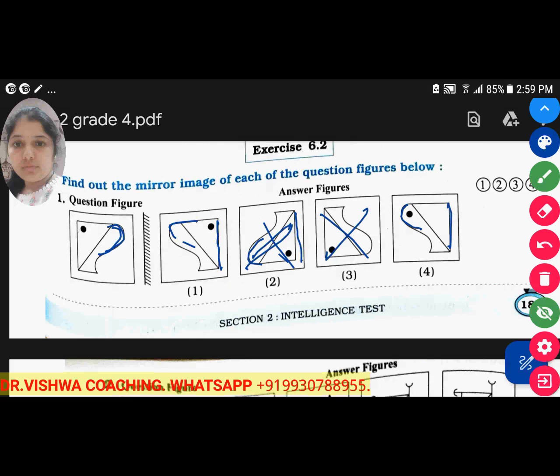Understood? Now this dot is there in the left side, so it goes to the right side. So this is wrong and this is your correct array. This is your correct option. Option number 1. Okay, understood?